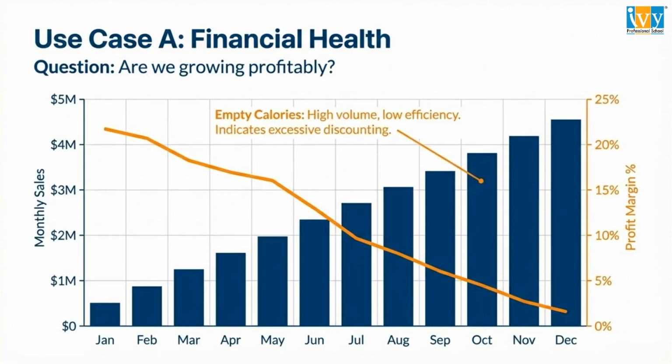This chart answers a critical business question. Are we growing profitably? Here, sales are increasing, but profit margin is declining. This pattern often indicates heavy discounting, sometimes called empty calories. Revenue is growing, but efficiency is dropping. This insight directly impacts pricing and incentive strategies.